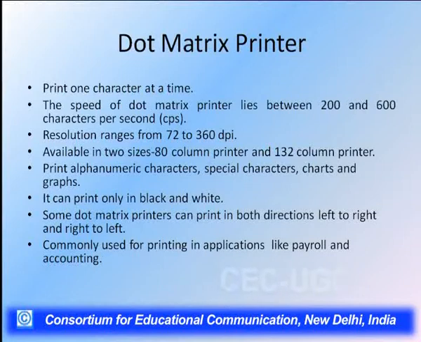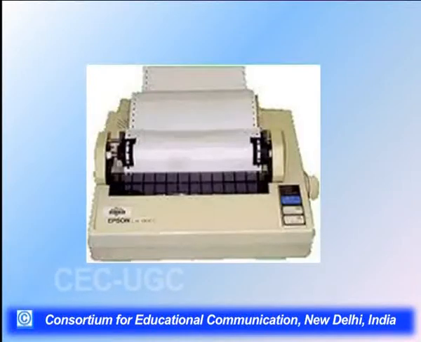Therefore, we see that it is a much slower printer, and it also creates a lot of sound when it is working. It only prints in black and white, and only alphanumeric characters, special characters, and some of the dot matrix printers may also print charts and some simple graphics. These are available in two sizes, 80 column printer and 132 column printer. So this is the picture of a dot matrix printer, which we have commonly seen in case of banks and in case of accounts offices, etc.